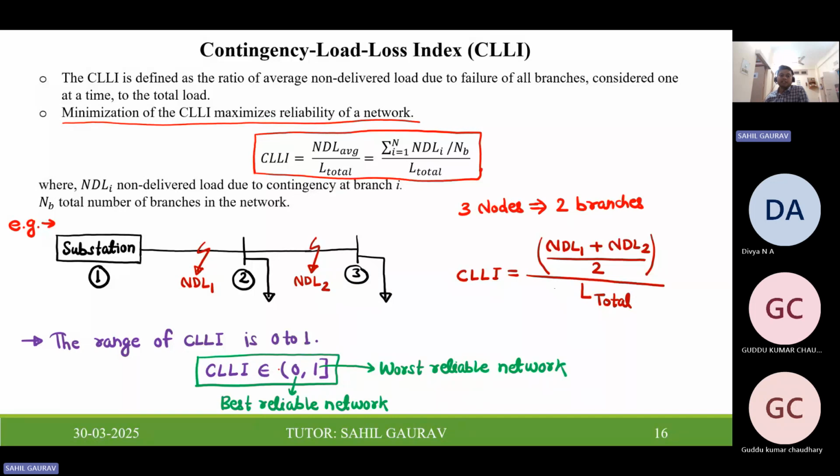That denotes that the reliability of the network is improved. So if CLLI is 0, that denotes the best reliable network, but that is impossible and very impractical. So we don't count 0, which is why it is a small bracket, while 1 is within the big bracket, meaning it can be counted, where some contingency happens and all the loads are interrupted and no power is supplied to the customer. And if CLLI is 1, that denotes the worst reliable network.